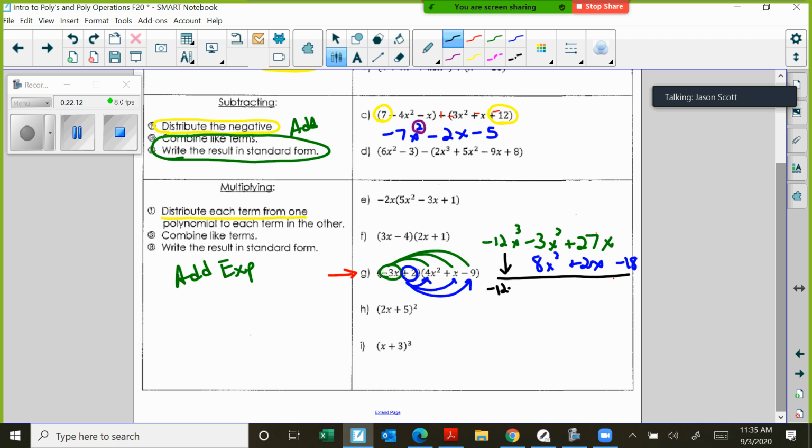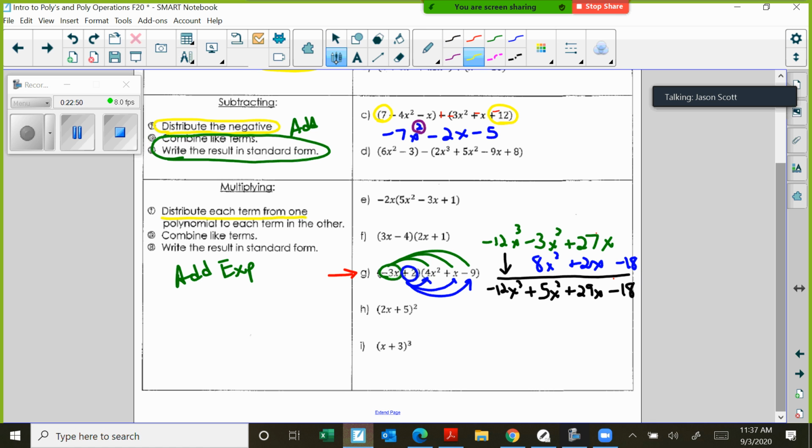Negative 12x to the 3rd power plus, I'm sorry guys, plus 5x squared. Don't change the exponents now. Okay, we're no longer multiplying, we're combining. Plus 29x minus 18, and that is G. That is the multiplied version of G.